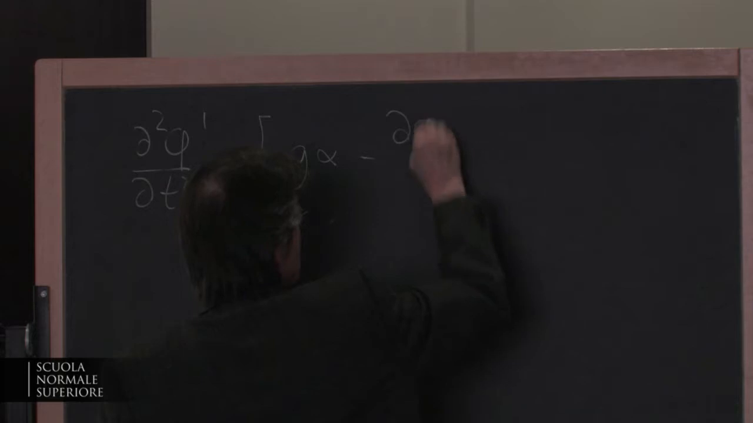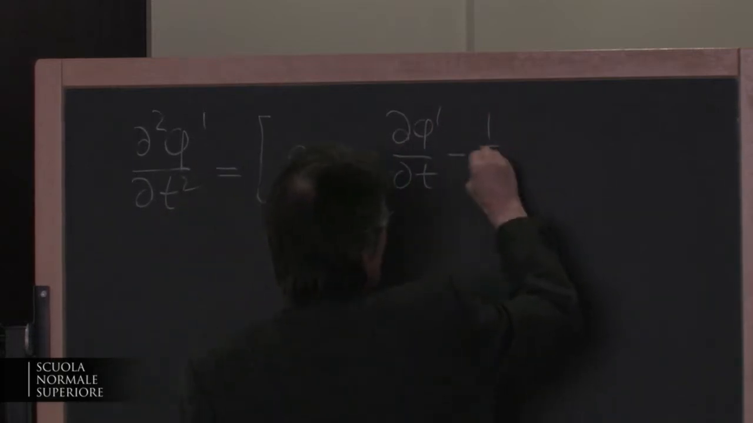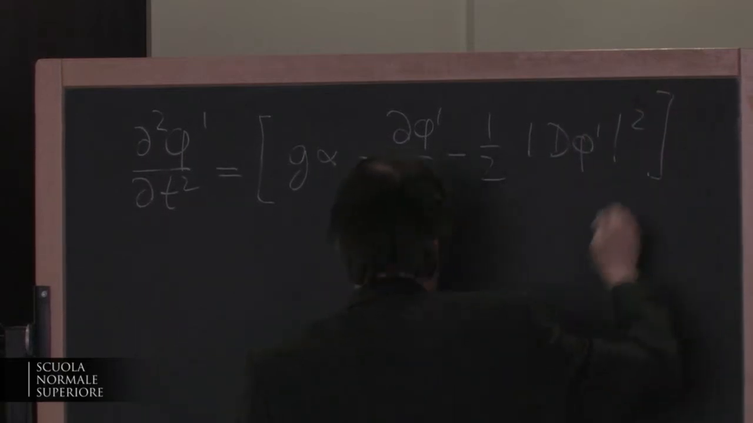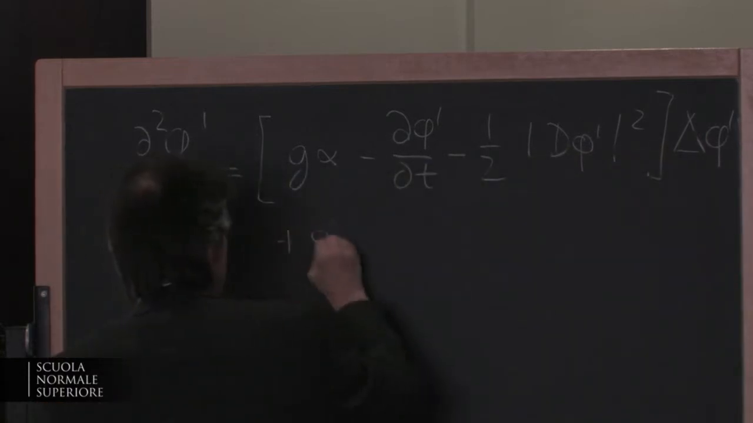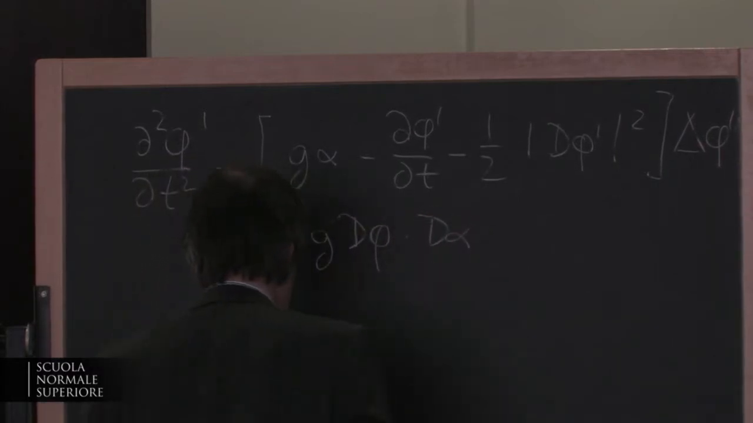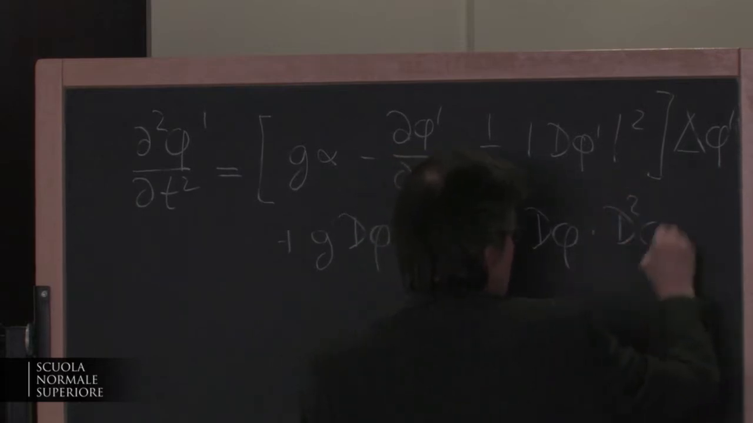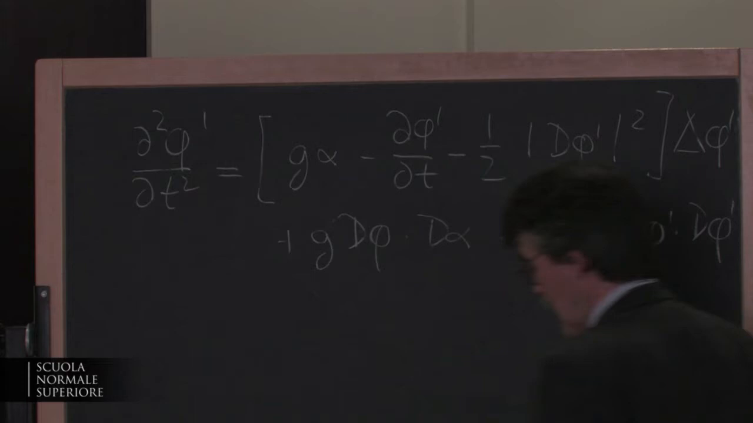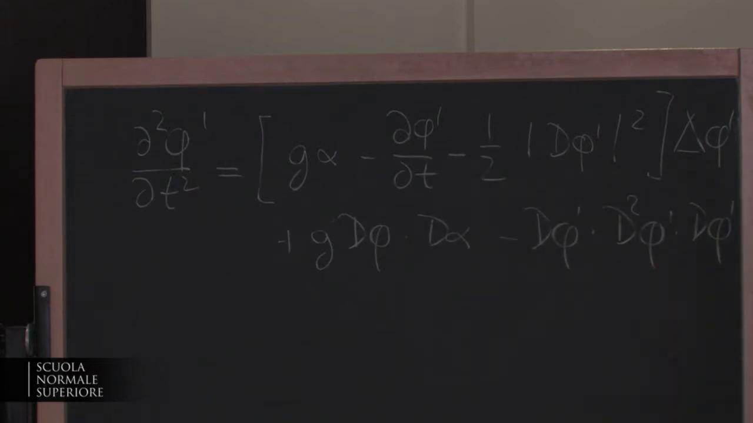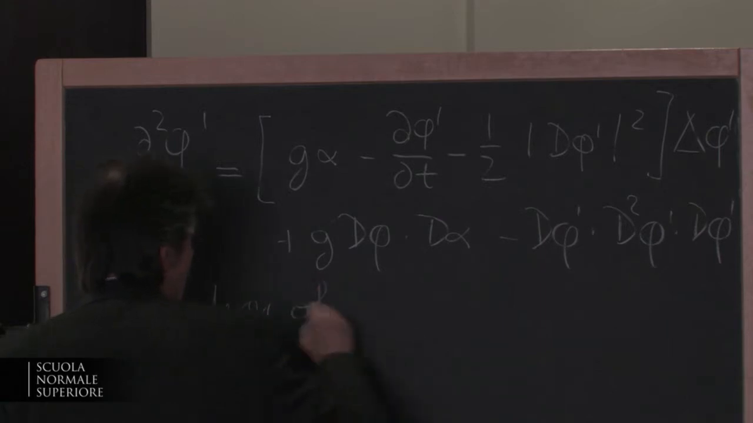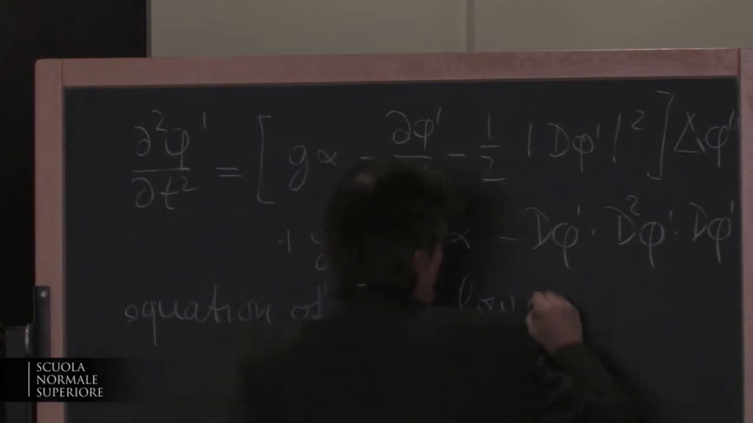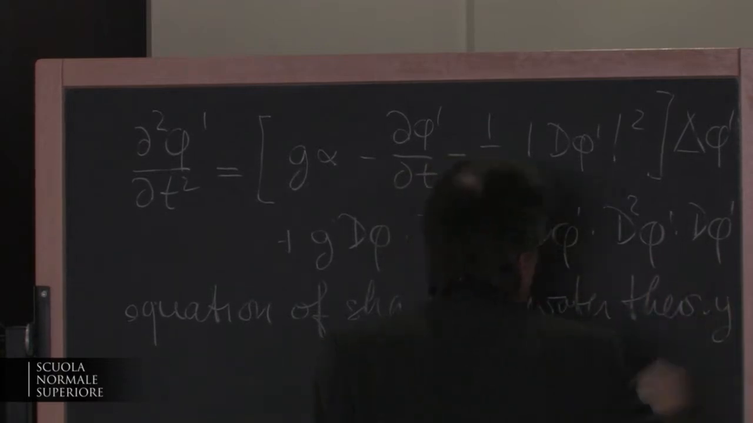It is d phi/dt squared equals g times alpha minus d phi prime/dt minus 1/2 d phi squared times gradient Laplacian of phi prime plus g d phi times d alpha minus d phi times d squared phi times d phi prime, always with prime. Okay, and this is now the equation of the shallow water theory, the equation for shallow water. Now I have to say something about this.